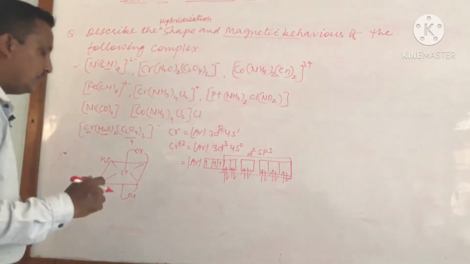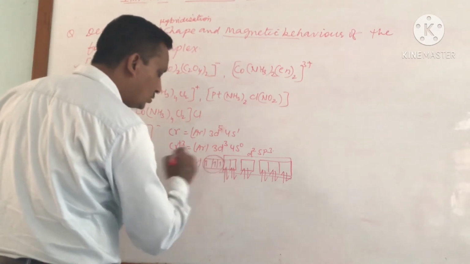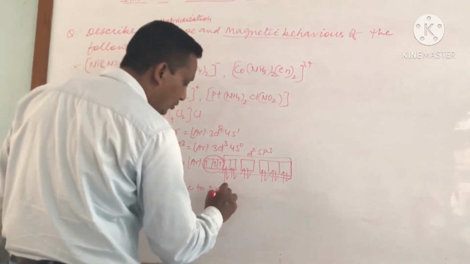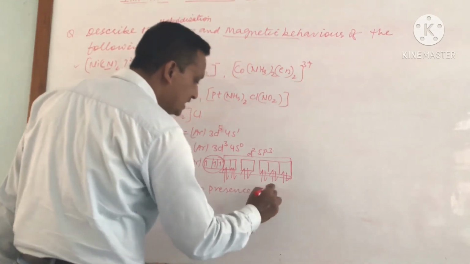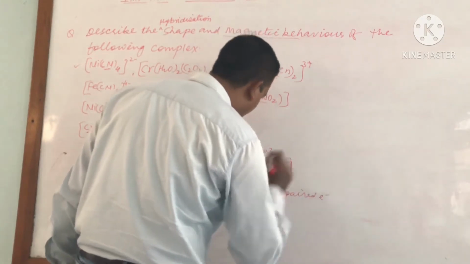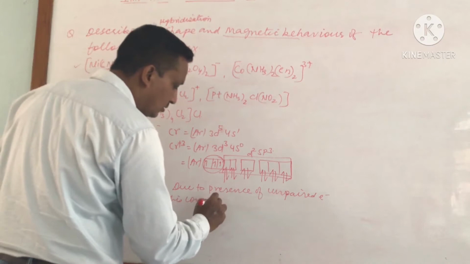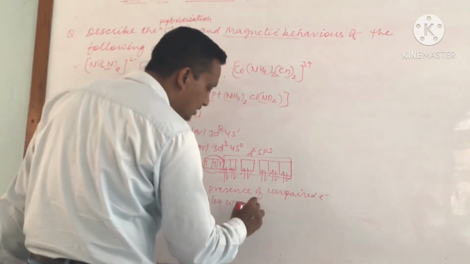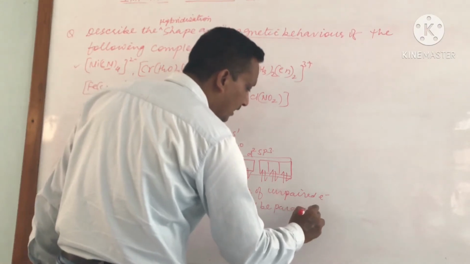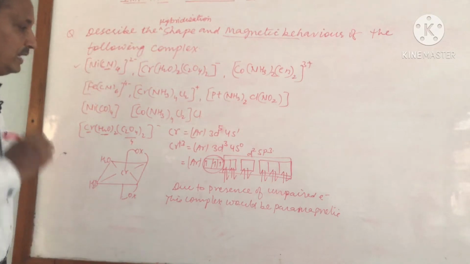Okay, and the magnetic moment, because electrons are unpaired, these 3 electrons are unpaired, so due to the presence of unpaired electrons, this complex would be paramagnetic. This complex would be paramagnetic.